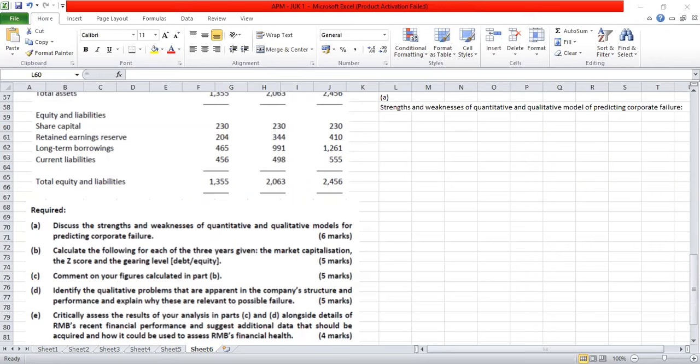Quantitative is in terms of figures. So we use figures to measure performance, or anything about that is expressed in terms of numbers. Okay, strengths and weaknesses of quantitative and qualitative models of predicting corporate failure. So if that is the case, if we first talk about quantitative.